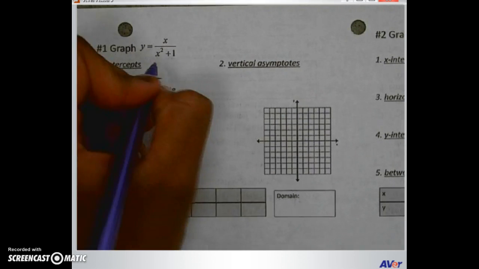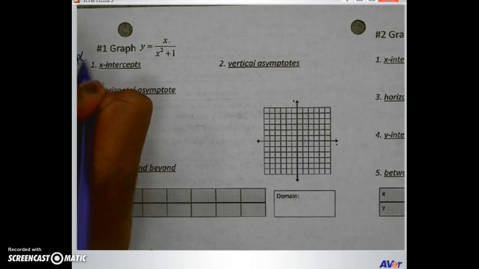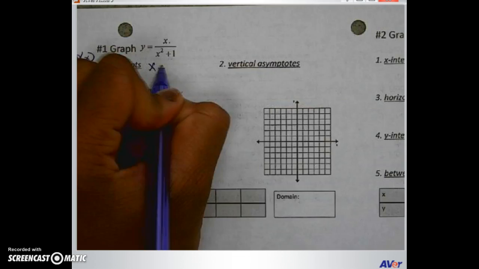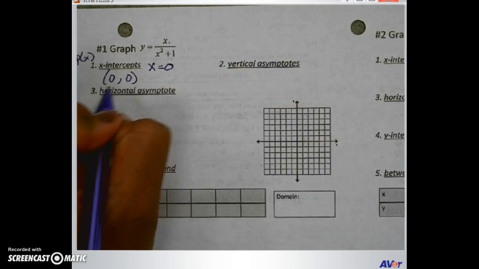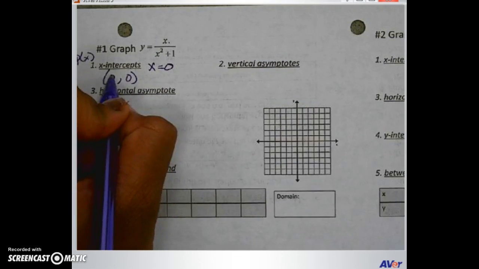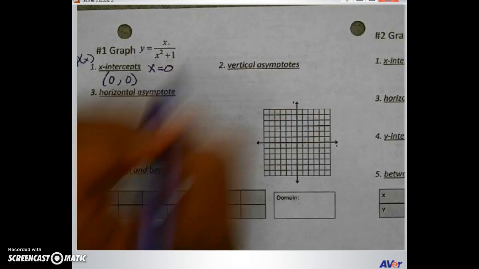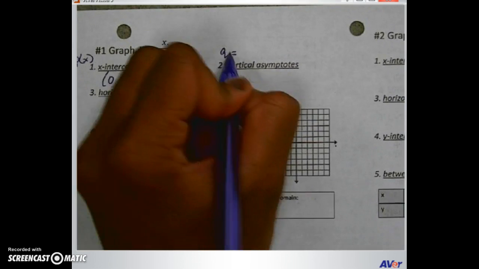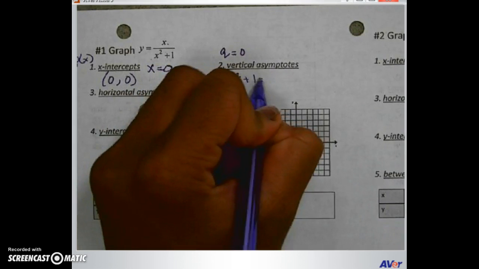They tell me the x-intercept happens by setting P of x, which is the numerator, equal to 0, so x equals 0. That's wonderful that it's already done for us. As a coordinate, that's going to be (0, 0), because the x part is 0, the y is 0. The next thing, step 2, the vertical asymptote, Q of x equals 0. So that's the denominator, x squared plus 1 equals 0.